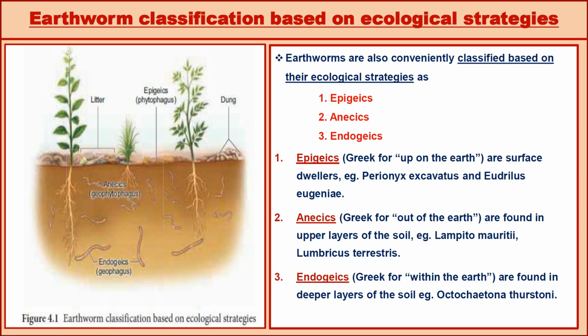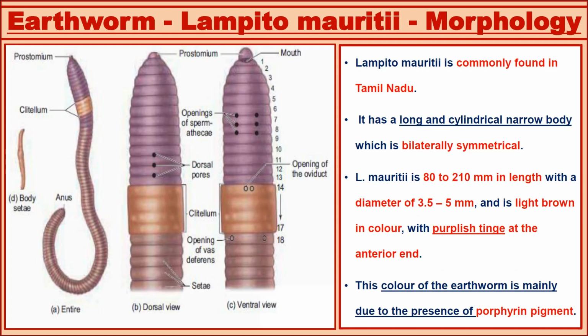The next one is called anecic. Anecic in Greek means out of the earth. These earthworms are found on the upper layers of the soil. Examples are Lampito mauritii and Lumbricus terrestris. The third type is called endogeics. This word means within the earth. That means they are found in the deeper layers of the soil. Example: Octochaetona thurstoni.